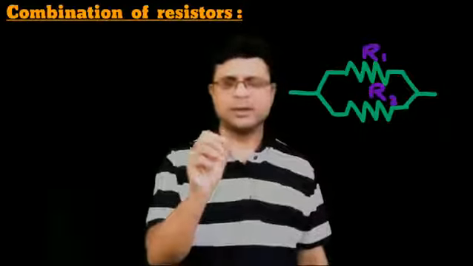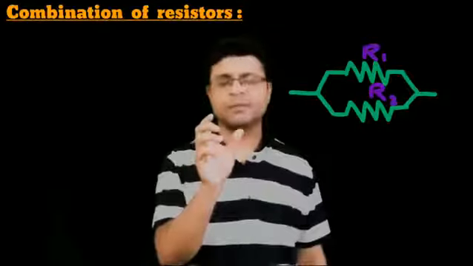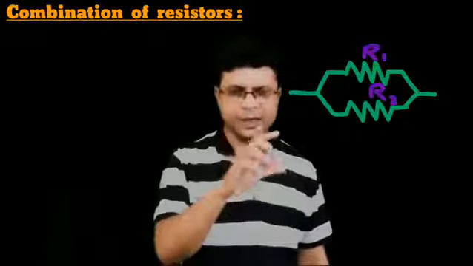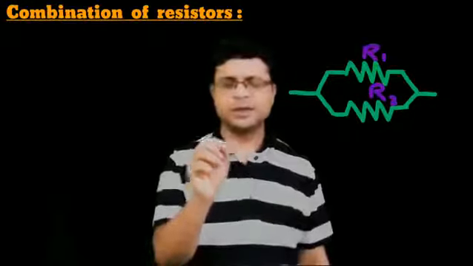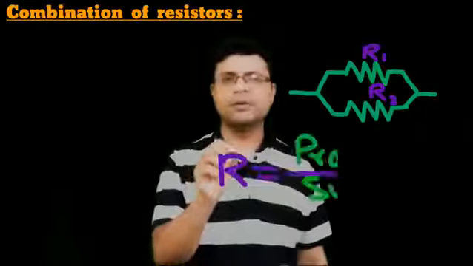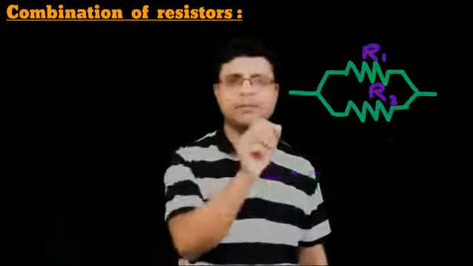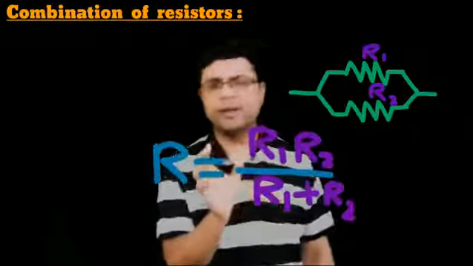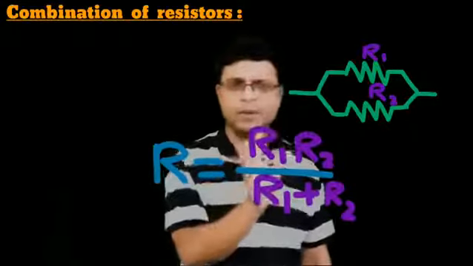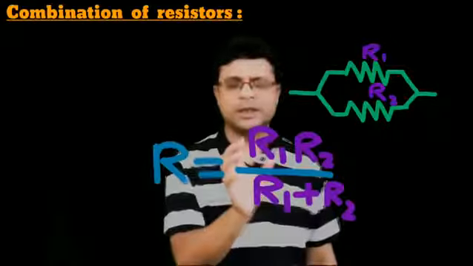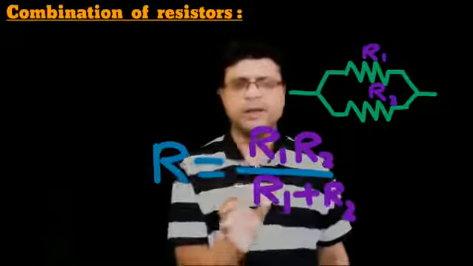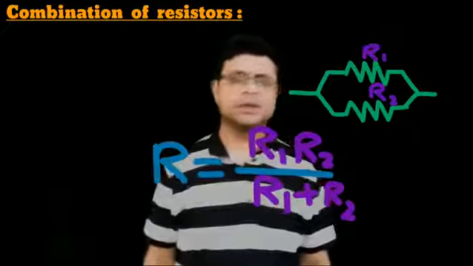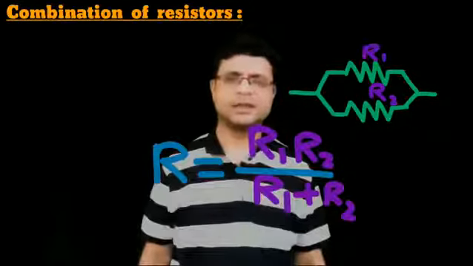We can find the equivalent resistance in parallel by a shortcut. If two resistors are connected in parallel, the equivalent resistance will be R equal to product by sum: R1 into R2 divided by R1 plus R2. So how do you find it in one line? First you multiply both the resistances, then you divide by the sum, that is product by sum. In this process we can easily find the resistance by shortcut.